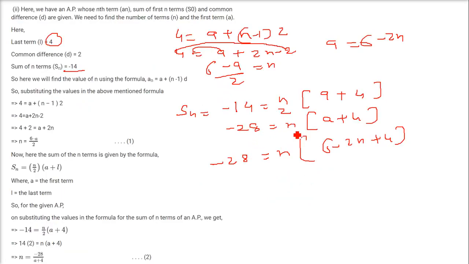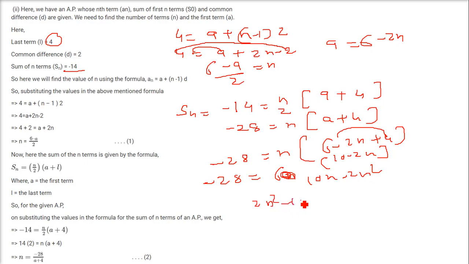So minus 28 n a plus 4a we have written as 6 minus 2n. Minus 28 will be equal to 6n. Let me first make it as 6 plus 4 is 10. So 10 minus 2n it is. So this will be 10n minus 2n square. So take everything here: 2n square minus 10n plus 2n square. This goes here, minus 10n and minus 28 equal to 0. So divide by 2, so n square minus 5n minus 14 equal to 0.